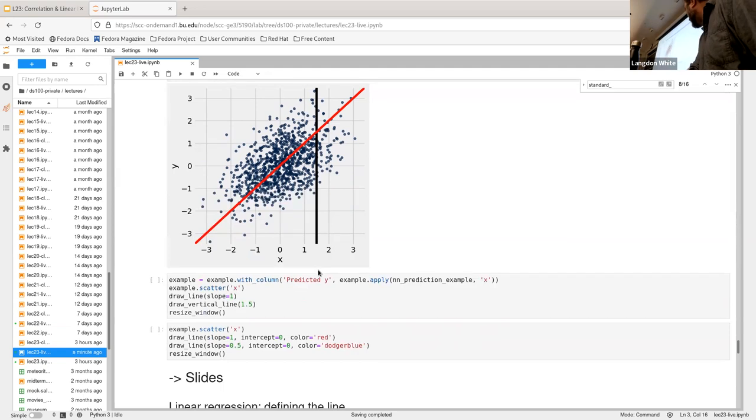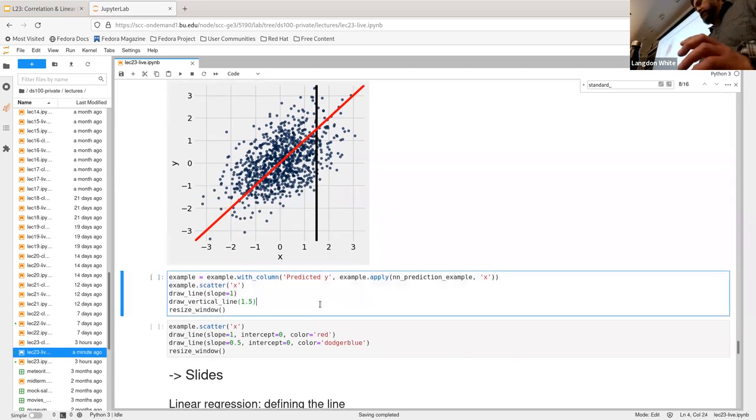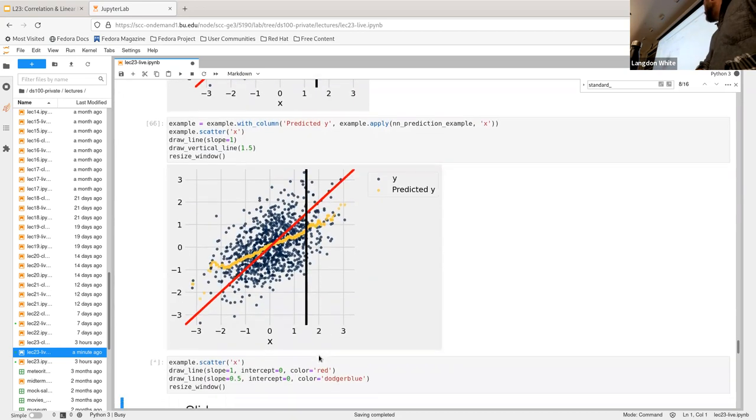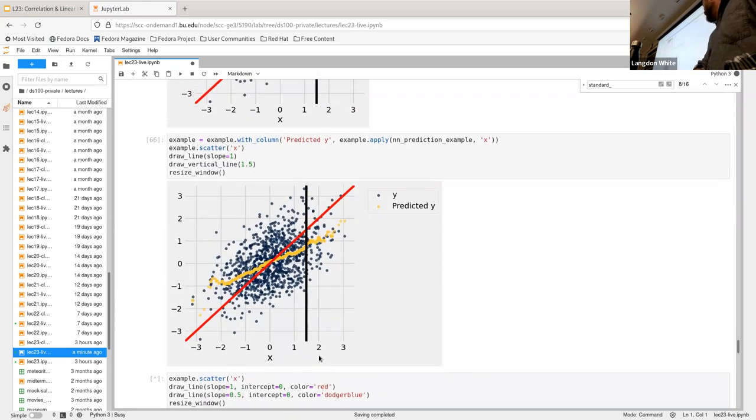But I think that's the wrong one. I want to show. Yeah, maybe I'll come back to this next time.